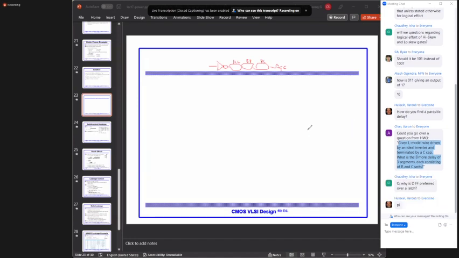The L model, or L model. Okay, so the L model looks like this. We have a resistor and a capacitor. That's what we get. That's the L model.